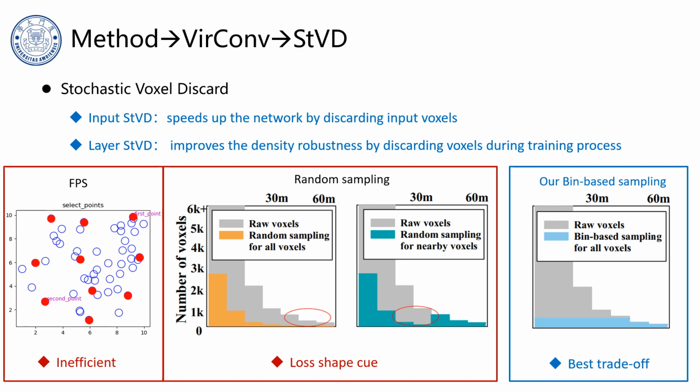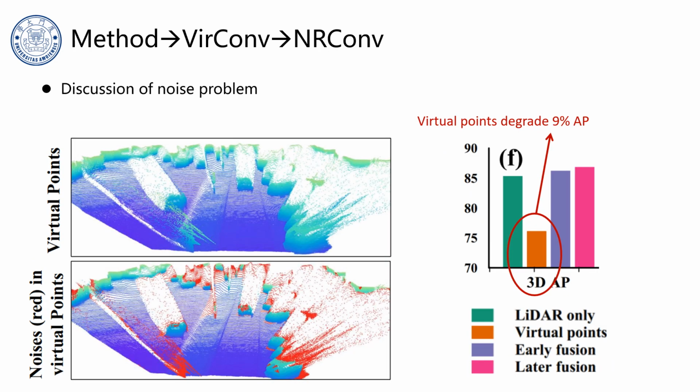We call this input STVD. A simple method is to downsample the point clouds using FPS, but it is very time-consuming. The random sampling is fast but loses much shape cue of distant objects. We proposed the bin-based sampling, which randomly discards voxels based on different distances, and can achieve a better trade-off between efficiency and accuracy. In addition, the points of distant objects are much sparser than those of nearby objects. The STVD can simulate sparser training samples to improve detection robustness. We call this layer STVD.